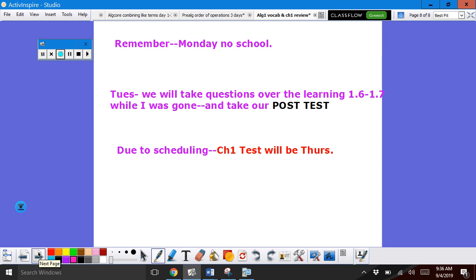Remember, Monday there's no school. Tuesday, we'll take questions over 1.6 and 1.7. So the learning that we went over while we were gone, and we'll be taking the post-test, and the post-test is a grade in the grade book. So that will be our last actual score formatively until we take our test. The test will be on Thursday. We'll actually start something called number tricks on Wednesday.